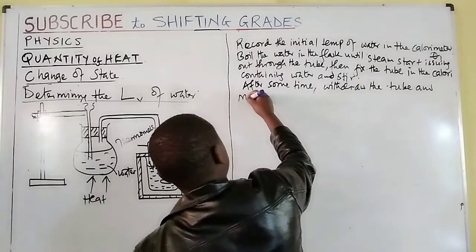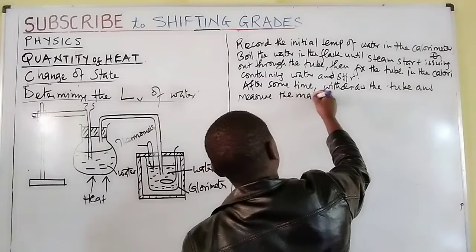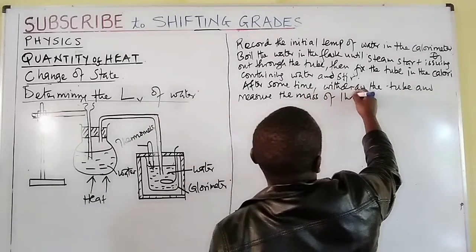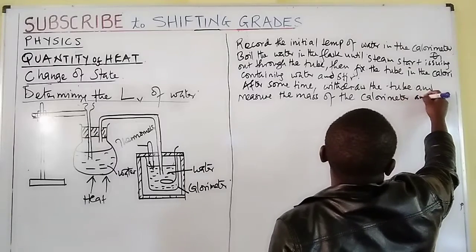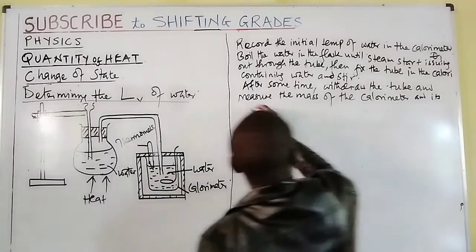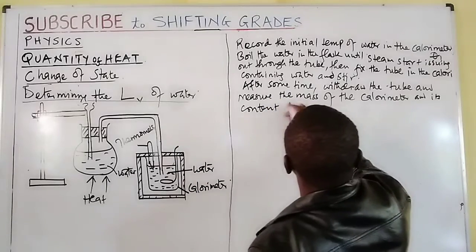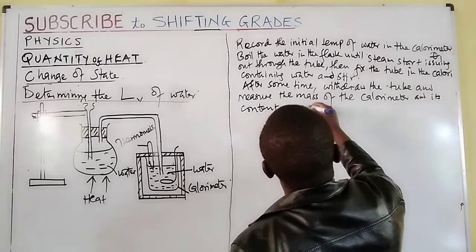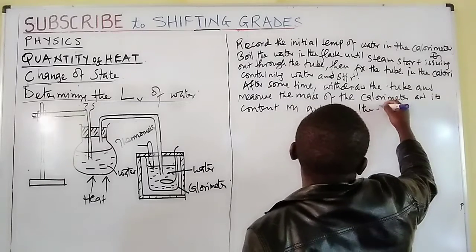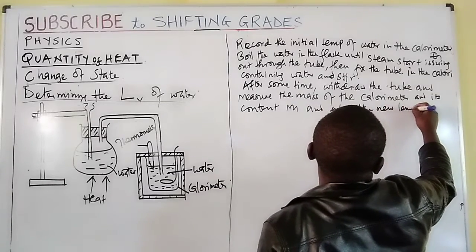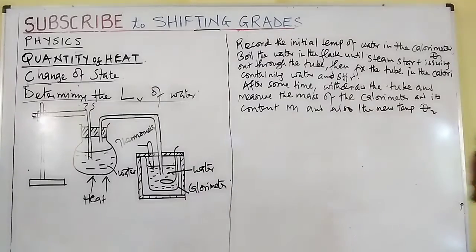Measure the mass of the calorimeter and its content. Call it mass 3. And also the new temperature. The new temperature can be theta 2.